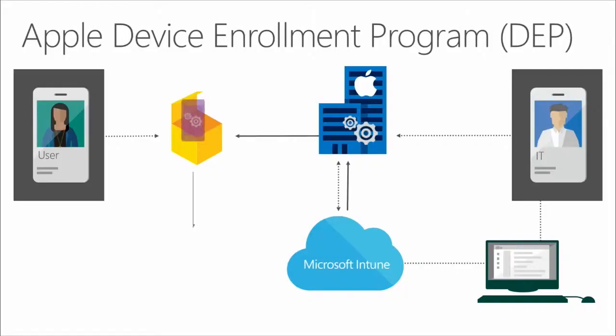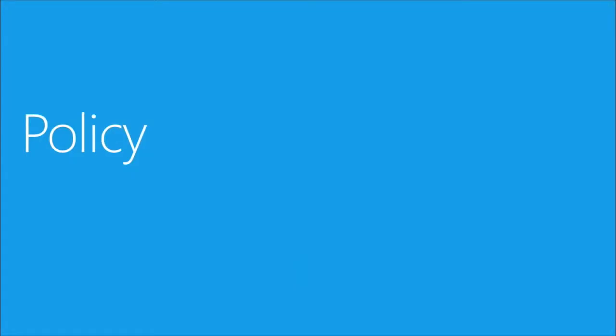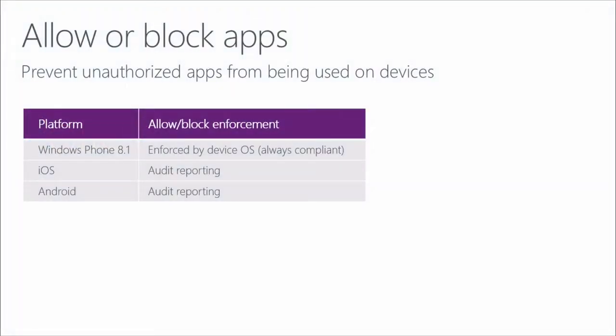So let's think about what we can do with regards to policy. Having thought about enrollment, let's think about how we can apply policy to our devices. What kinds of things can we do? Well, the very first thing is that we can turn on allowing or disallowing applications. That's kind of tricky in an iOS world. We'll get a good audit report back for that information, but it won't actually stop us from being able to apply those applications to the device.